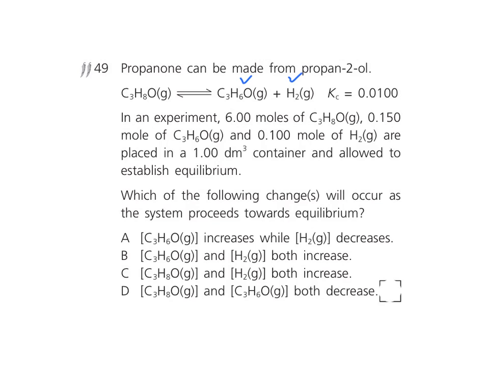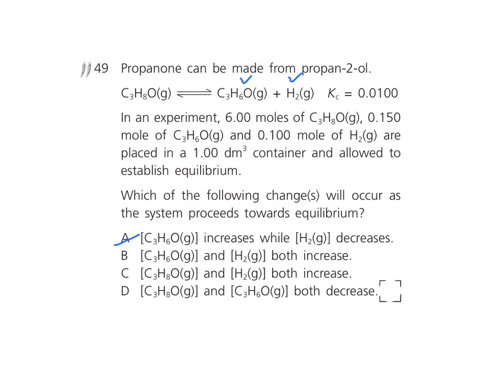If you're on the same side of the equation in an ice table, both substances there would have to either increase or decrease. Think of the change line. They're on the same side, they'd have to both increase or both decrease. It's not possible that one of those would increase while the other decreases. Choice B, C3H6O increases along with hydrogen.